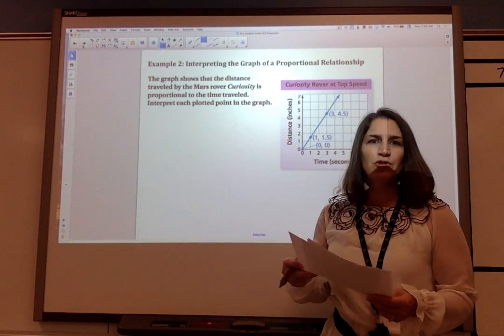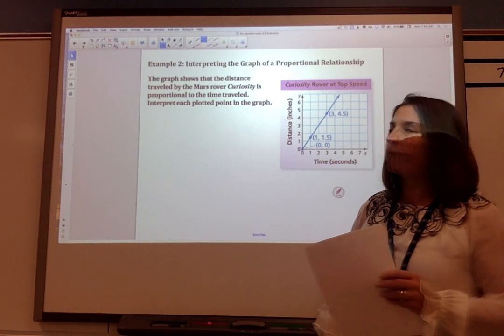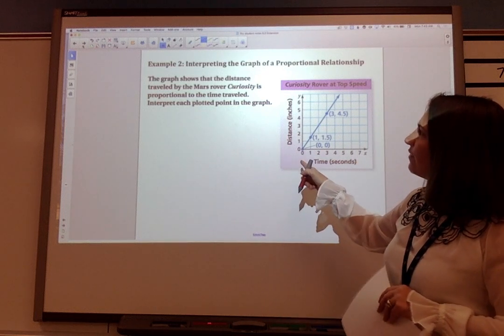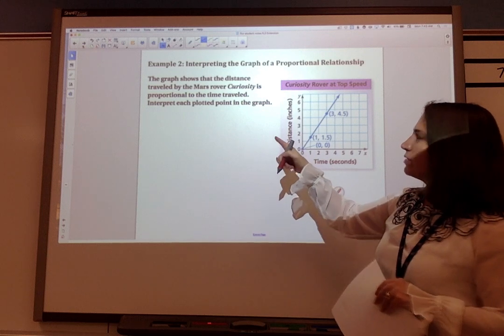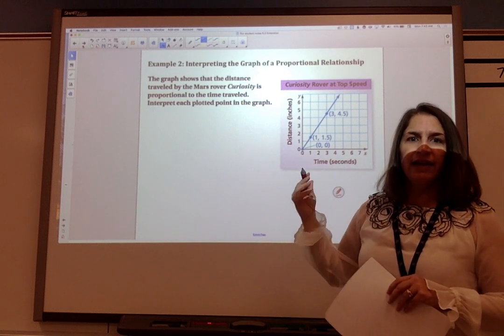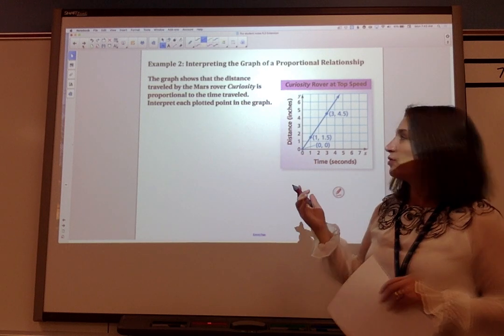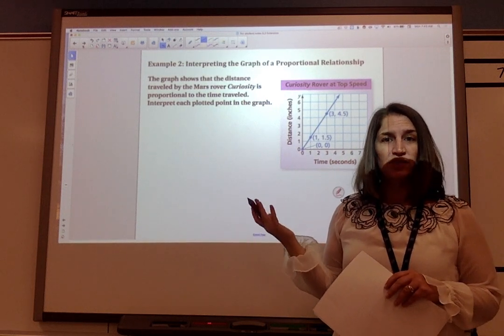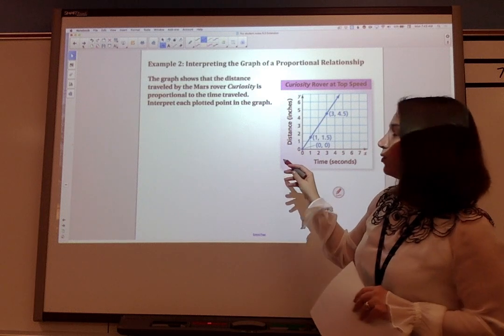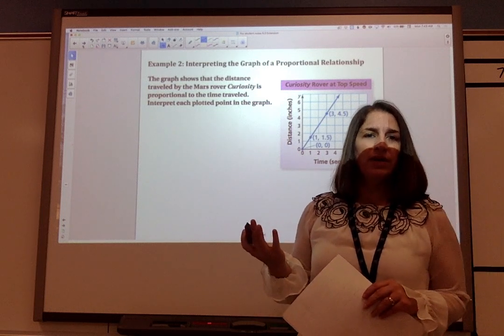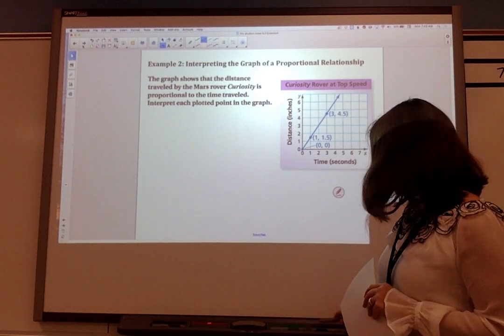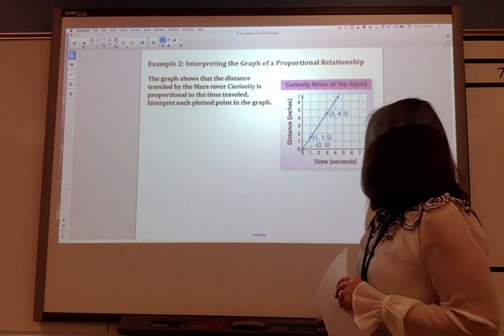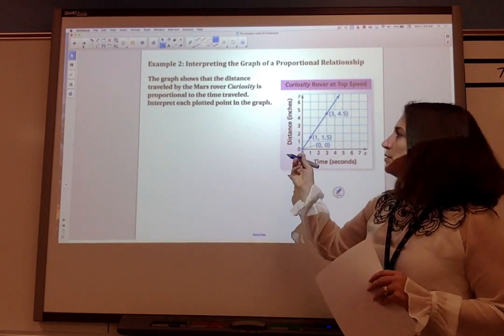Let's look at example 2, where we're interpreting the graph of a proportional relationship. This graph shows the distance traveled by the Mars rover Curiosity and that it's proportional to the time traveled. We can tell it's a proportional relationship because it's a straight line that passes through the origin. So now we're being asked to interpret each point plotted on the graph. So let's start with 0, 0.